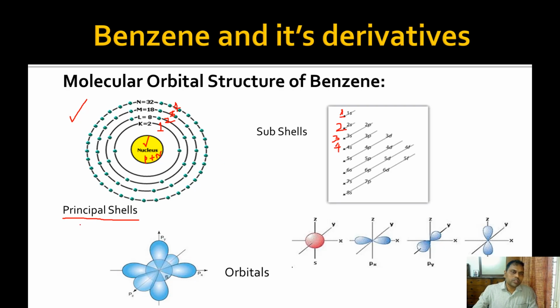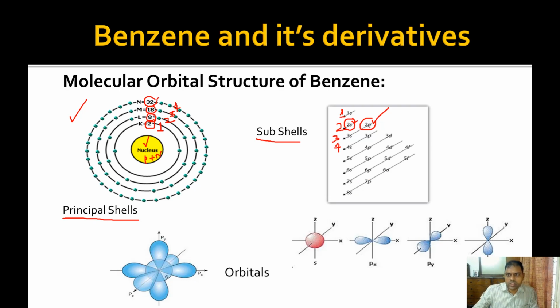Now in each principal shell you have subshells. They will have subshells like s and p. Here there is an s subshell, here there is a p subshell. Again, each of these will have a maximum number of electrons: 2 in the first one, 8 in the second one, 18 in the third one, and 32 in the fourth one. It goes on like that.